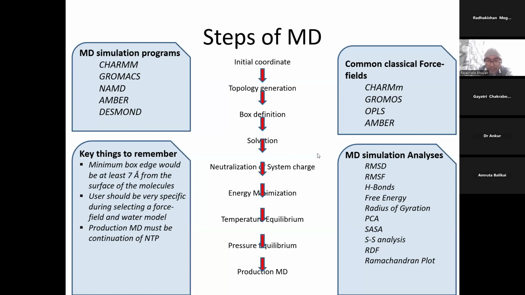You can also study the radius of gyration, which represents the overall packing of the molecule. Then you can perform the PCA, principal component analysis, to study the direction of the dynamics. And then you can go for solvent accessible surface area analysis, secondary structural analysis, radial distribution functions, and dimensional plots. So these are the different types of analysis you can perform. These are only a few major analyses. There are also many more you can perform after you complete the MD simulation.